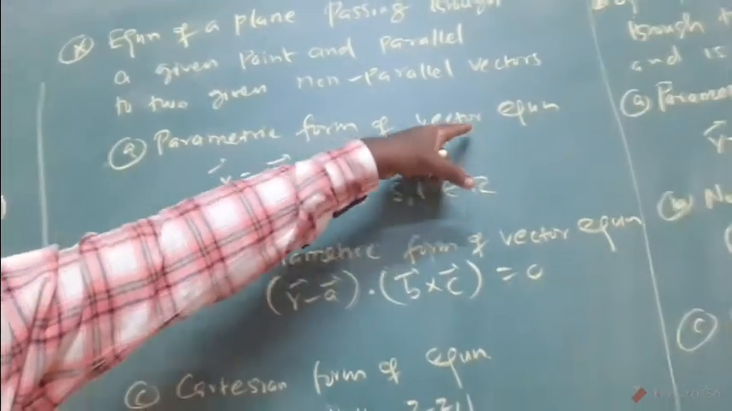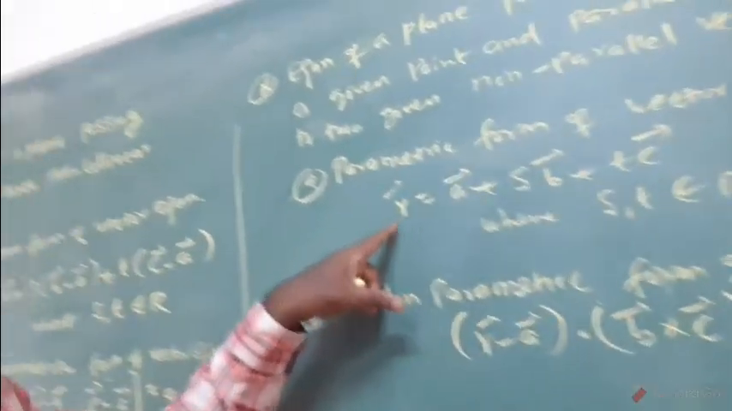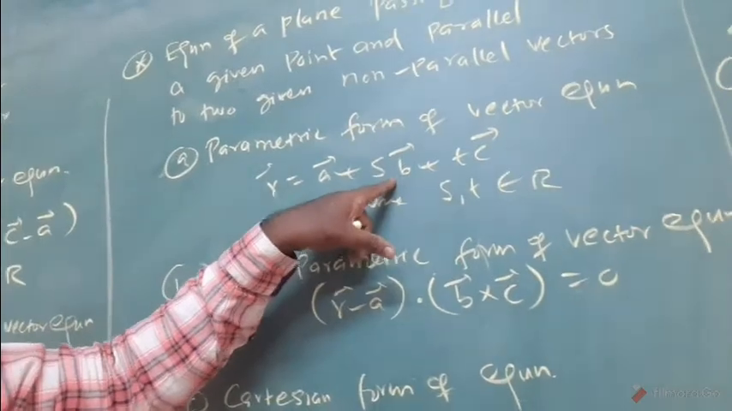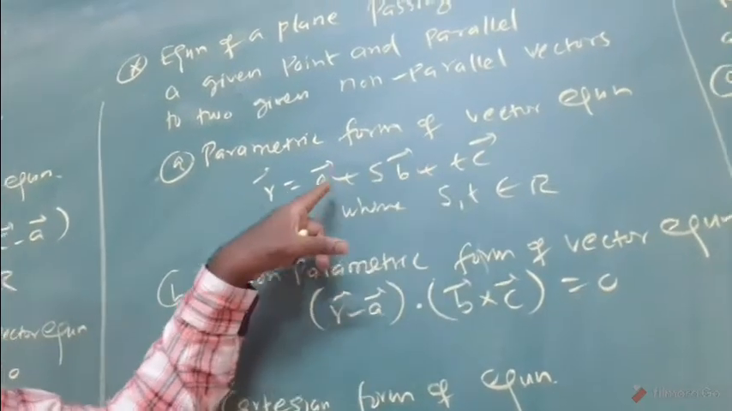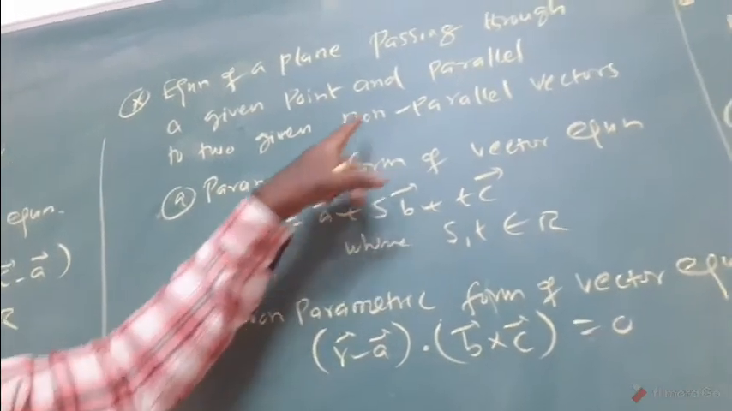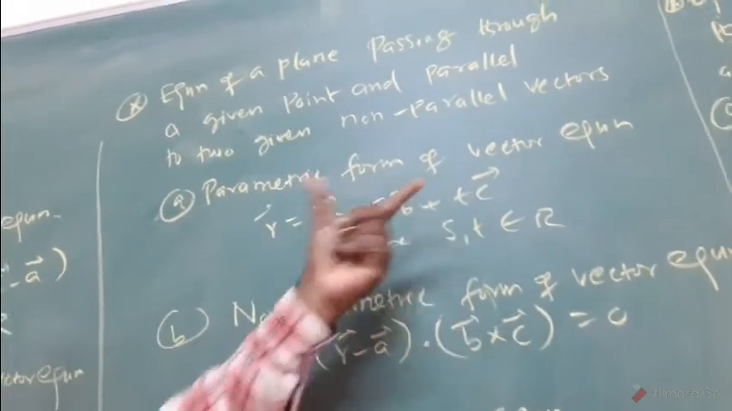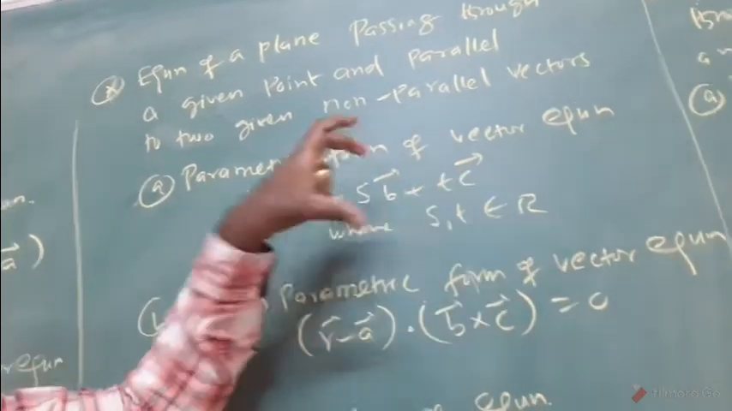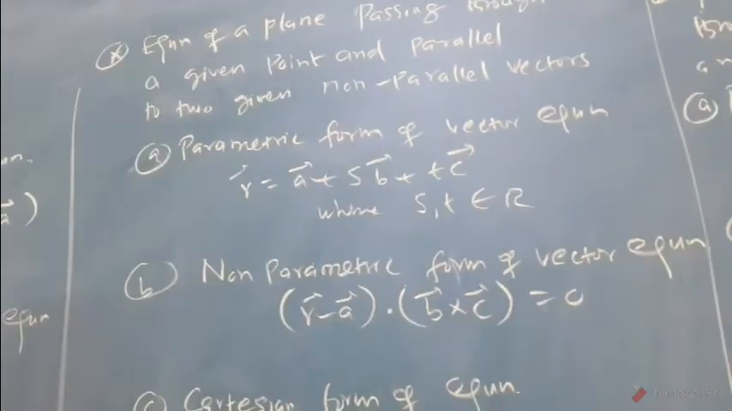If the parametric form of the vector equation is asked: R vector equals A vector plus S times B vector plus T times C vector. S and T are scalars. A represents the point, and B vector and C vector are the 2 parallel vectors. Write the formula, substitute the A vector value, B vector value, C vector value, that is the answer. That's all. First answer over.